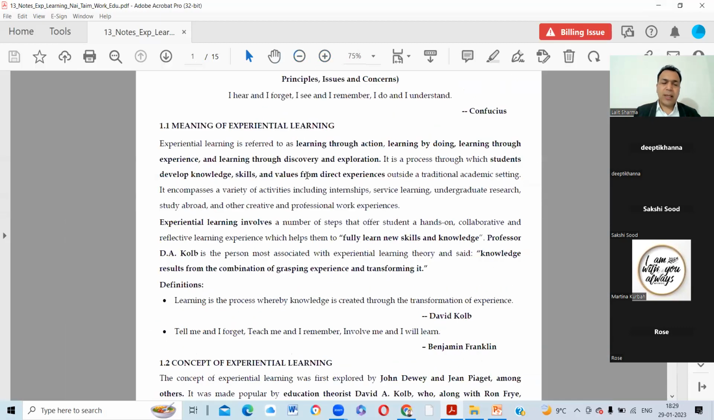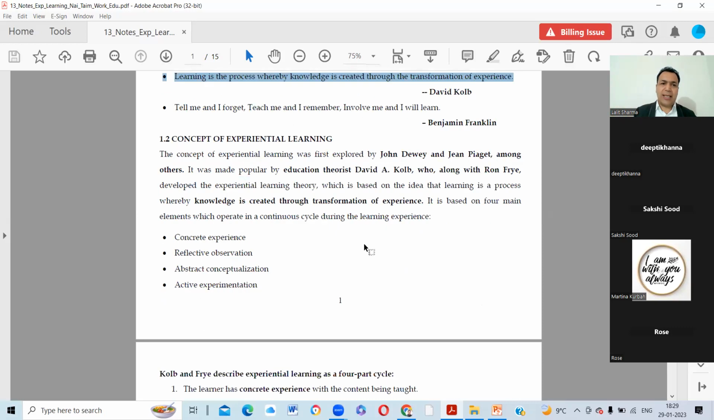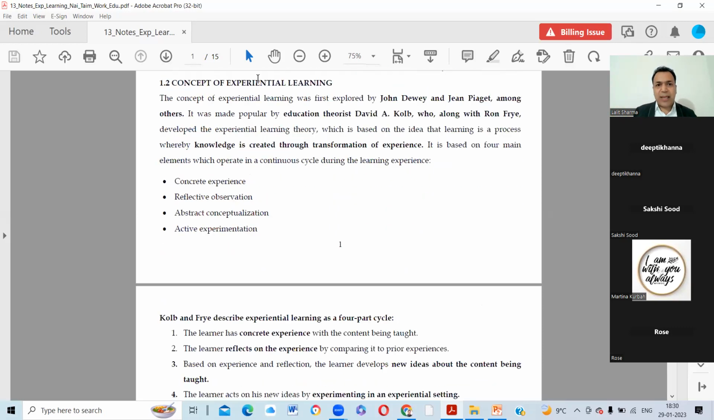So under experiential learning, what is experiential learning? Experiential learning means learning through activities, learning through action, learning by doing, learning through experience, learning through discovery and exploration. This is called experiential learning. David Kolb gave the concept of experiential learning. David Kolb has said that learning is the process whereby knowledge is created through transformation of experience. Guys, what was the cycle of experiential learning?